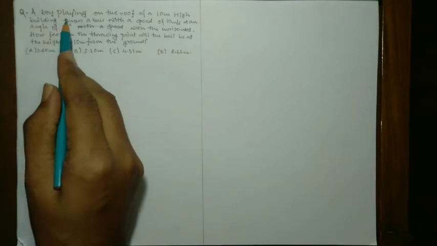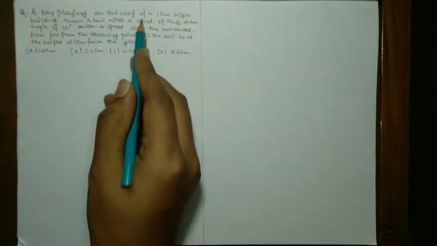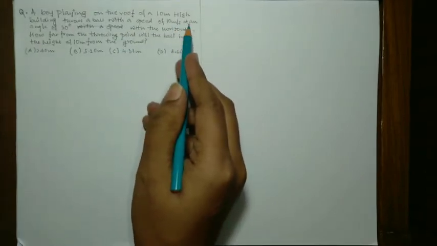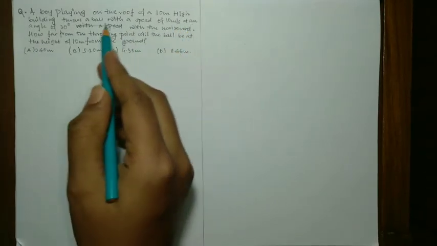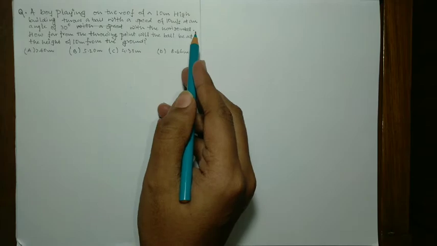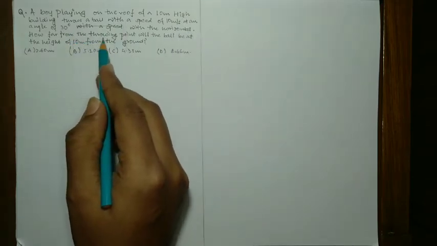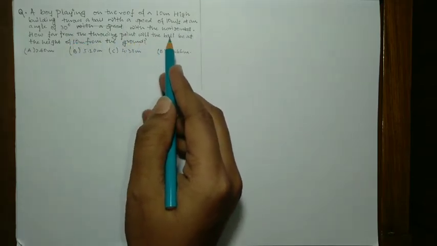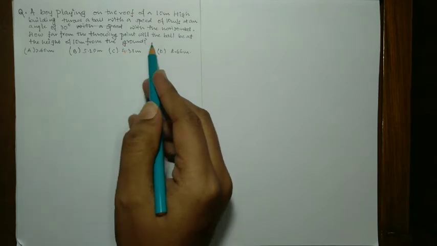The question reads: a boy playing on the roof of a 10-meter high building throws a ball with a speed of 10 meter per second at an angle of 30 degree with the horizontal. How far from the throwing point will the ball be at a height of 10 meter from the ground?